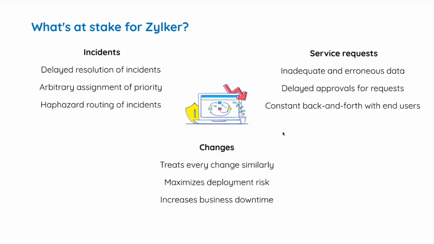And when it comes to service request management, as we are aware, service requests are raised because users want some kind of resource or a service from the organization. And if adequate or proper data is not given to the service desk team, they could end up providing the wrong resource or the wrong service. So, Zilker was suffering with inadequate and erroneous data, and there was a delayed approval for requests because, again, depending on legacy tools means we cannot keep track of what is required when. And because of all of this, there is a constant back and forth between the service desk team and the end users, and in some cases, between the service desk team and the approvers.